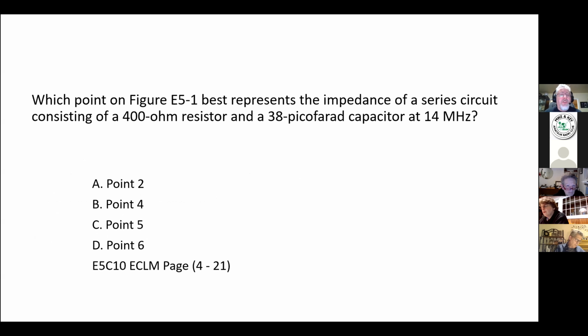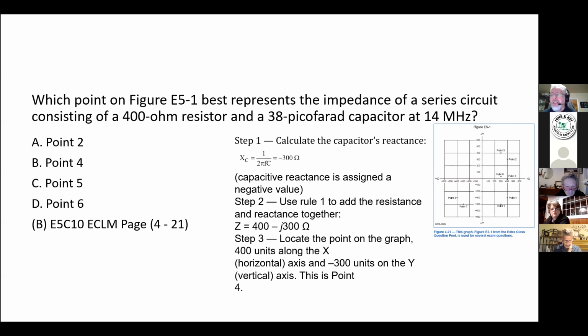Which point in figure E5-1 best represents the impedance of a series circuit consisting of a 400 ohm resistor and a 38 picofarad capacitor at 14 megahertz? And you can't see the point because I have it on the next slide. I should have put it in here. Point number 2, point number 4, point number 5, or point number 6. And there's the actual answer and the figure.